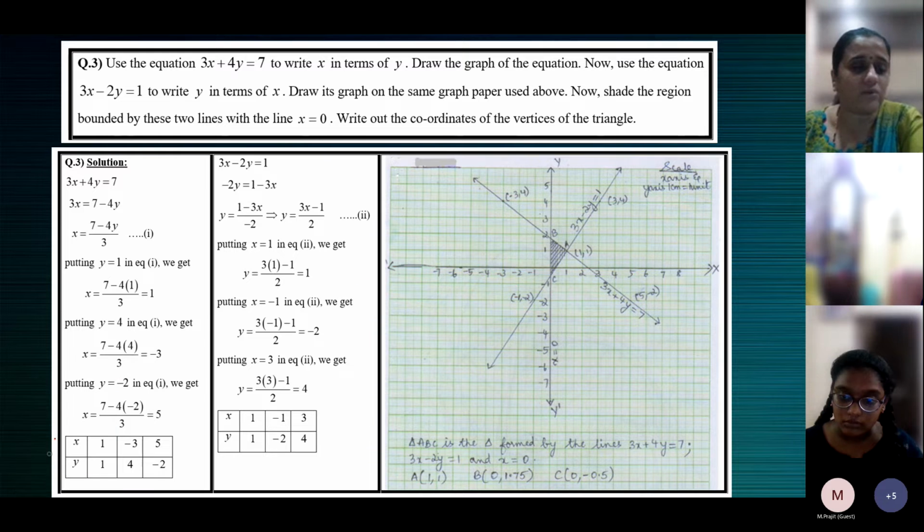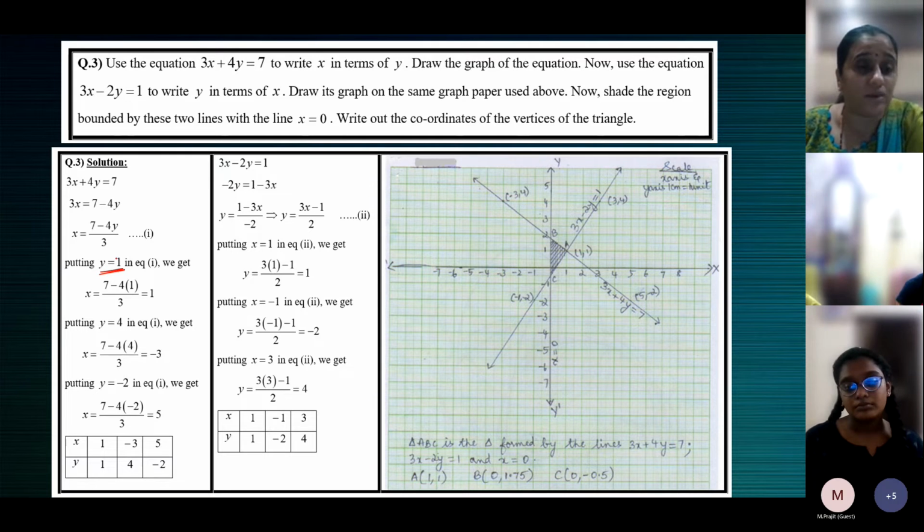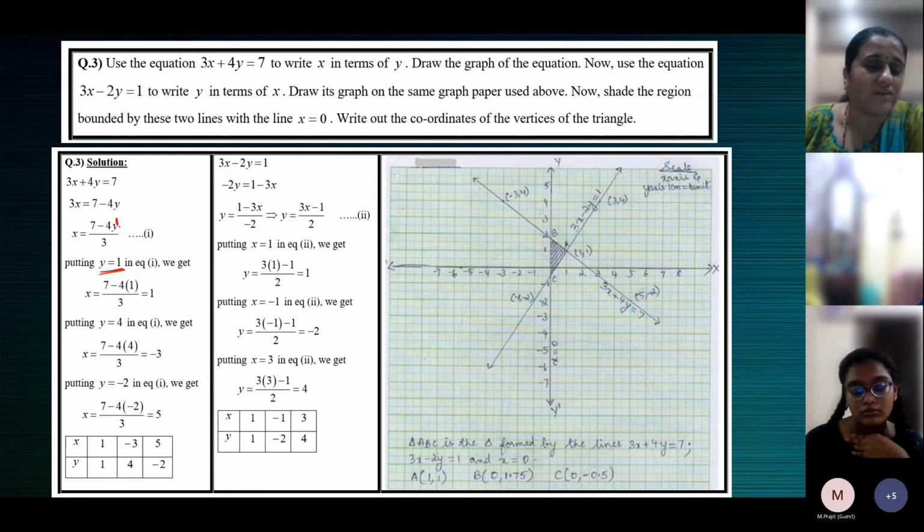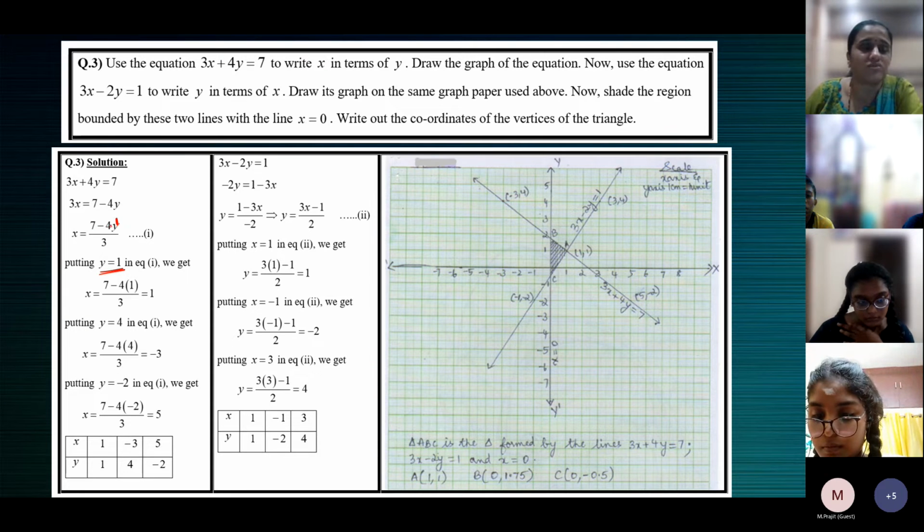So we'll give some integer values for Y so that we get an integer value for X. Actually, I did not just put Y is equal to 1. I first worked it out in my mind. What will happen when I take Y as 1? 4 into 1 is 4. So 7 minus 4 is 3. 3 by 3 is 1. Oh, okay, then let me take Y as 1.